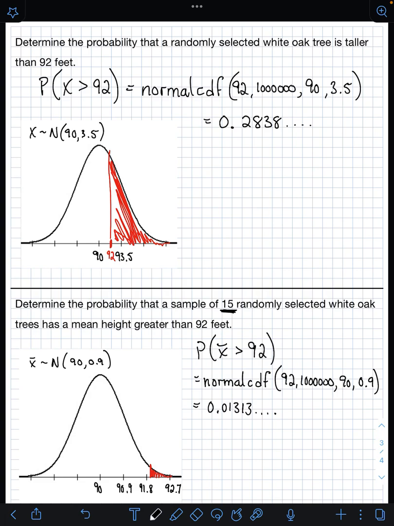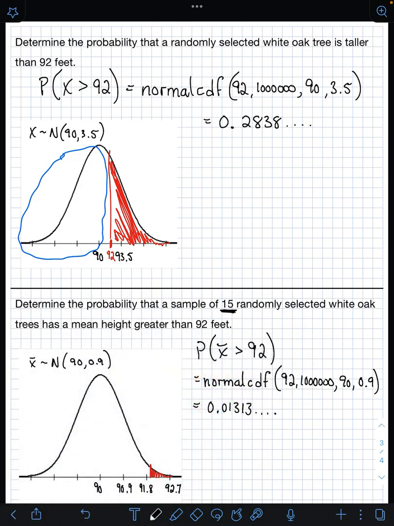Now, in that sample of 15, some of them might be smaller than 92 and some of them might be bigger than 92. But in order to have a mean of 92, there has to be enough trees that are bigger than 92 feet to balance out any that are smaller than it. And the fact of the matter is that there is a much bigger chance of having a tree smaller than 92 feet than there is of having a tree greater than 92 feet.